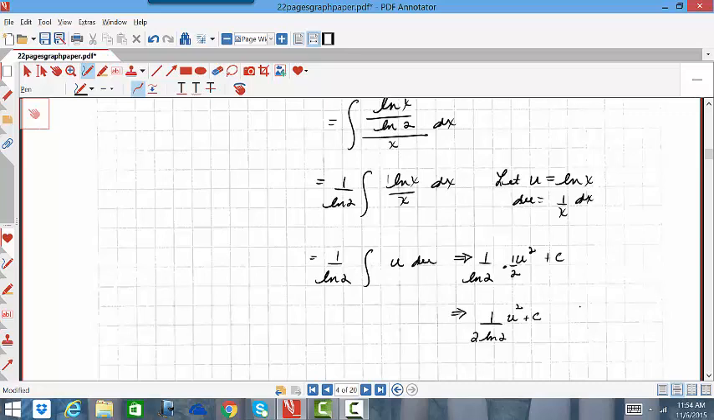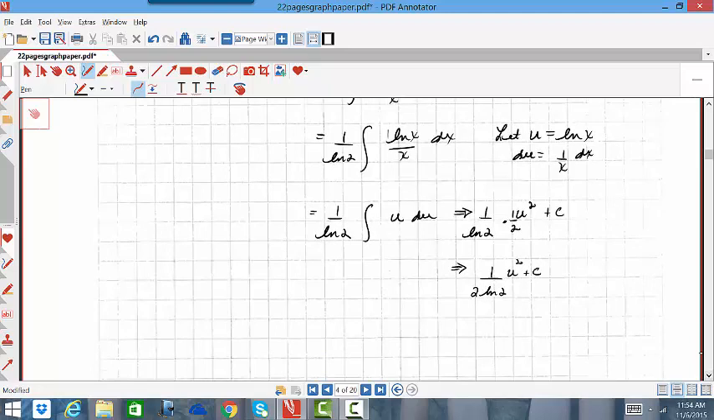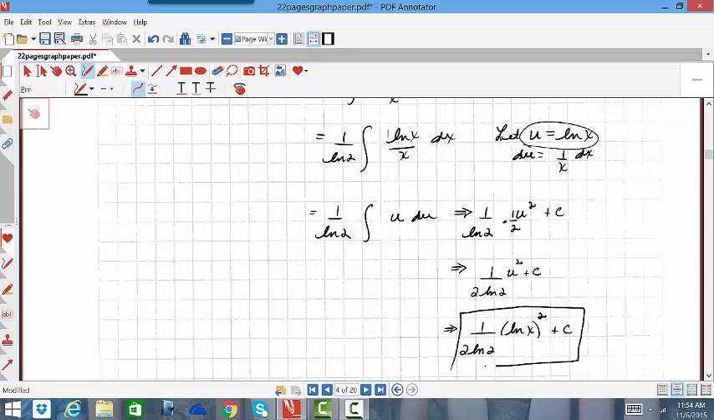Now remember, this function was given to you in terms of x, so your answer needs to be back in x. Up here, u was the natural log of x, so this answer is 1 over 2 natural log of 2, times the natural log of x squared. There it is. So there was no new formula. We really just used the change of base formula to rewrite this as a natural logarithm, and then we used method of substitution to integrate.